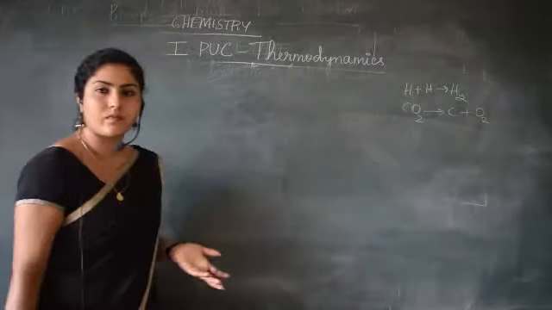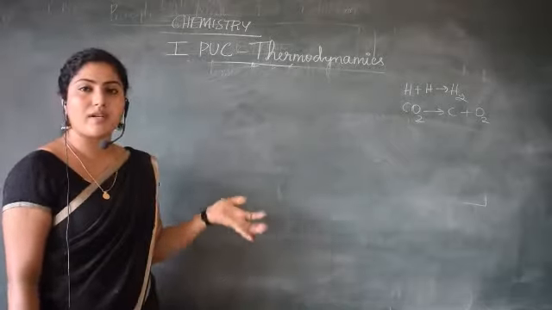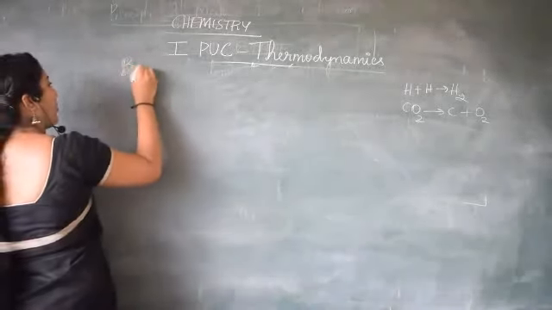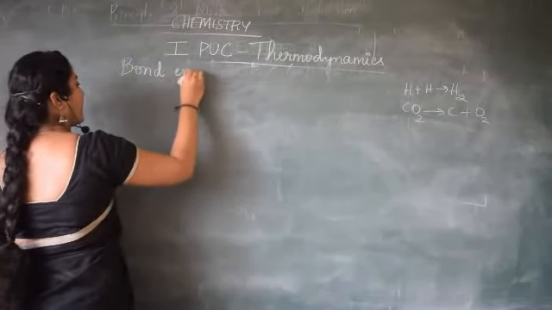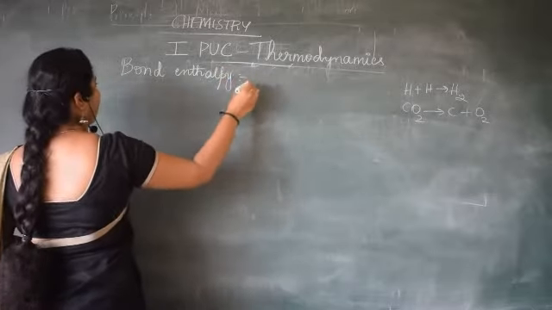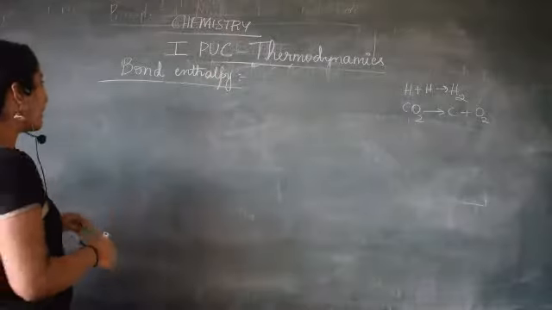dissociation. Dissociation means the bond is broken. In general, bond enthalpy. Any example you can give for this, either formation of bond or breaking of bond you can give.